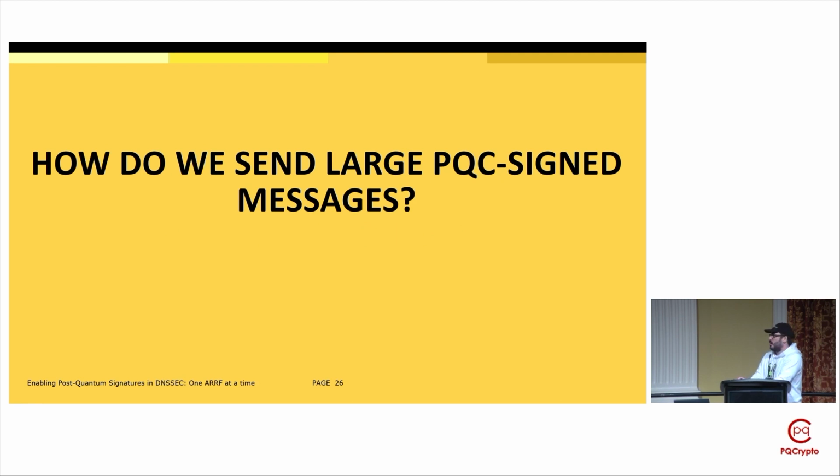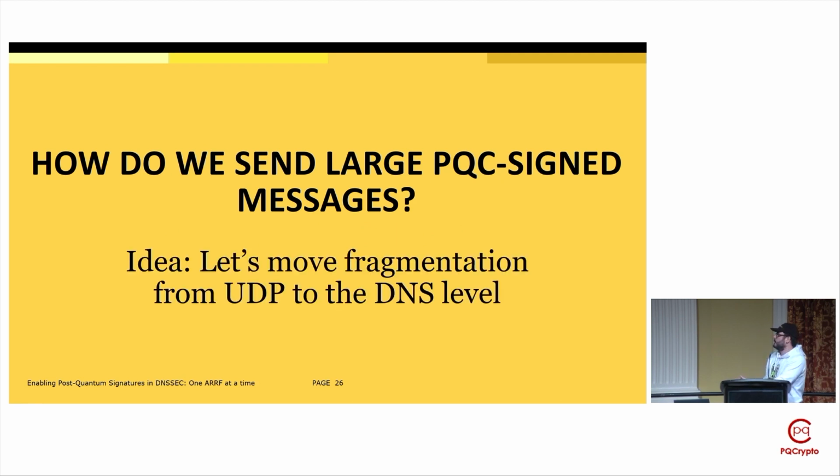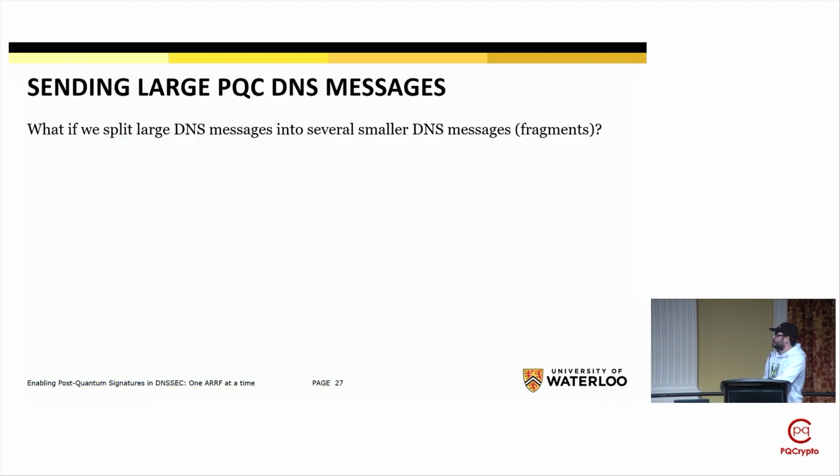So the question becomes, how do we send large PQC signed messages? Why don't we move the fragile fragmentation from UDP up to the DNS level? So as far as UDP is concerned, no idea about fragmentation. These are just DNS messages.